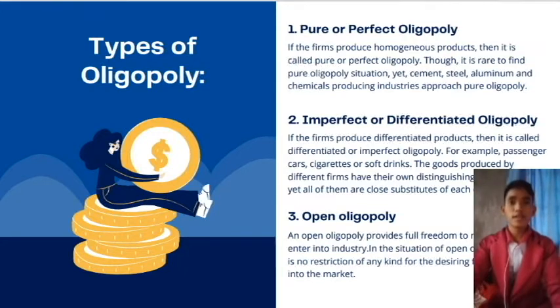Diba? The third one is open oligopoly. An open oligopoly provides full freedom to new firms to enter into the industry. Ito yung mga madali ka lang makapasok sa negosyo na to. Kumbaga, walang kailangan, mga example nito yung mga vendors. Pwede ka makabenta kahit kailan, kahit anong gusto mo, walang mag-aano sa'yo. Sa mga vendors, sa mga bus, hindi nila kailangan ng mga requirements, ng business permit. Kung masipag ka lang, gano'n.